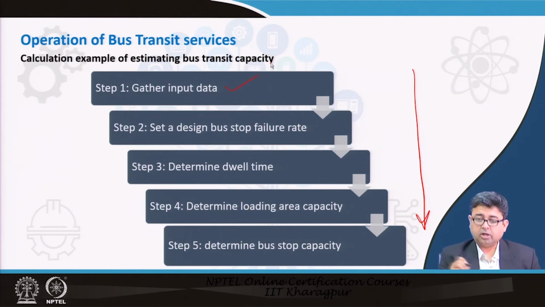You get all the background data, socioeconomic data, and demographic data of your city. You set a design bus stop failure rate. And then against that design rate, you start determining the dwell time, determine the loading area capacity, and then determine the bus stop capacity. We have understood that the loading area is the lowest denominator, then it is the bus stop capacity, and then it is the bus facility capacity. So, here we are only stopping at the bus stop capacity level.